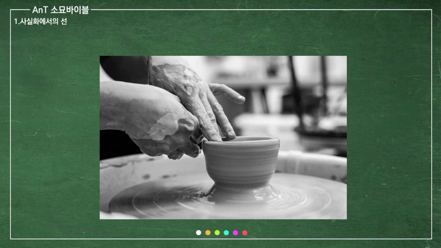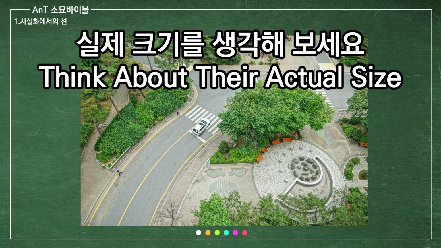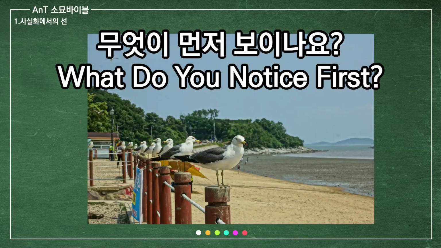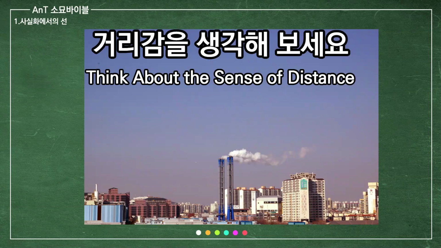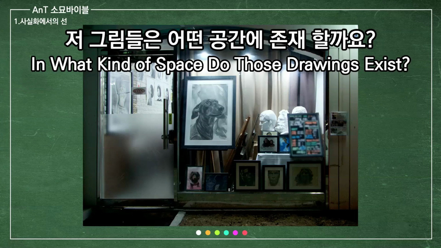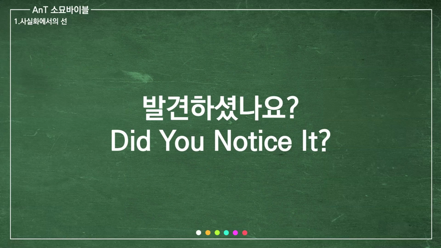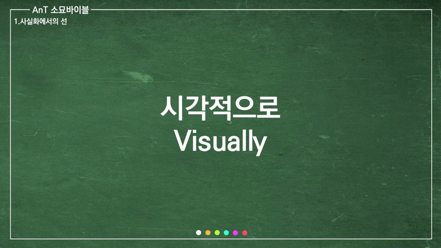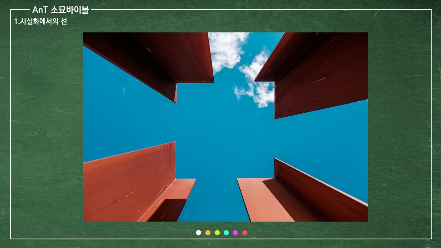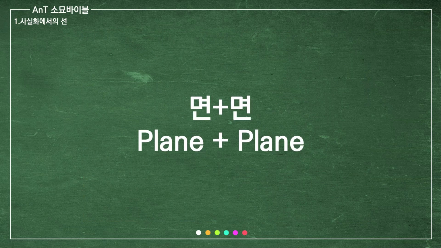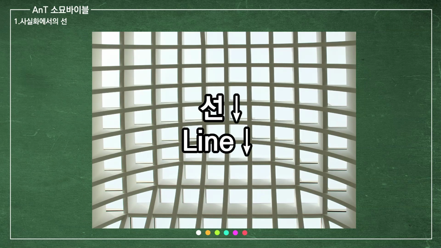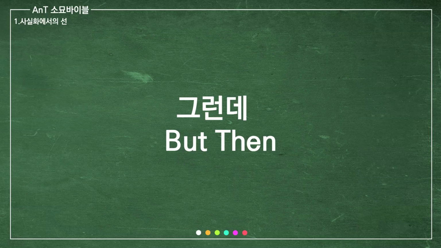Imagine physically touching the world around you as you search for lines. Observe by comparing it to real-world scale. Observe in the order things are perceived. Observe through differences in distance. Think about the concepts of 2D and 3D. And observe by zooming in closely. Have you discovered it? The space we live in is visually three-dimensional. And this 3D space is made up of planes and surfaces, which means that in a three-dimensional space, lines actually occupy very little. But if you carefully observe your surroundings, you'll still find lines existing somewhere.